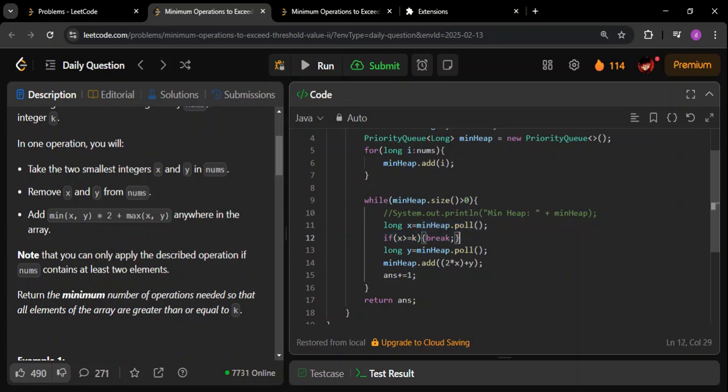Then we are just checking if x is greater than or equal to k or not. Remember, if the smallest element itself is greater than or equal to k, that means all the elements are going to be greater than or equal to k. For that reason, we can break. If this is not the case, we will have to go for this operation now.